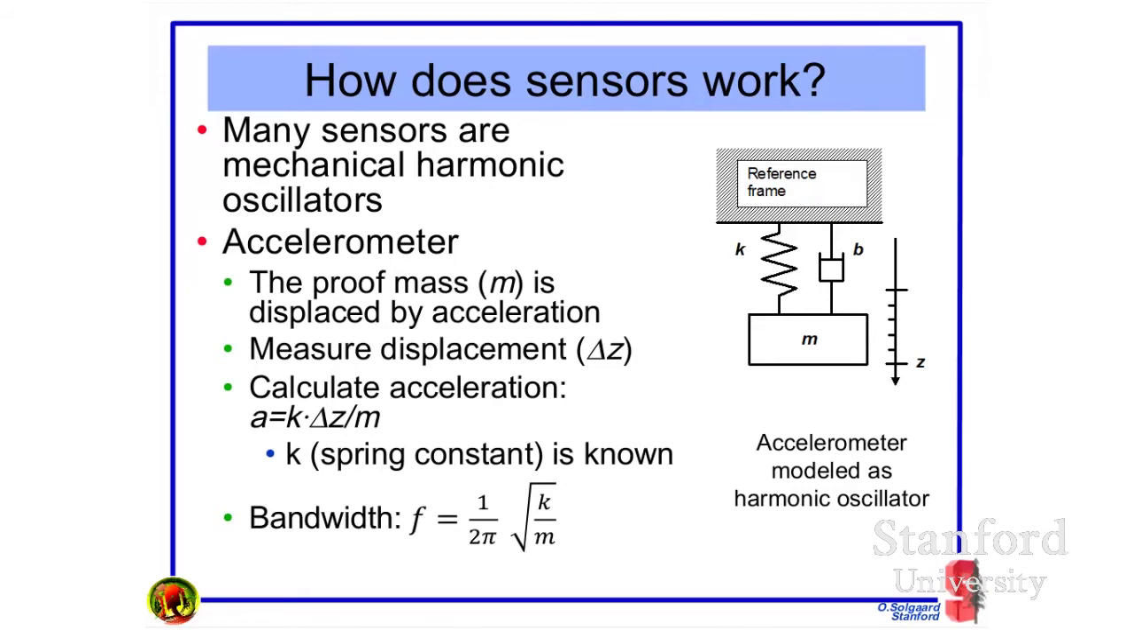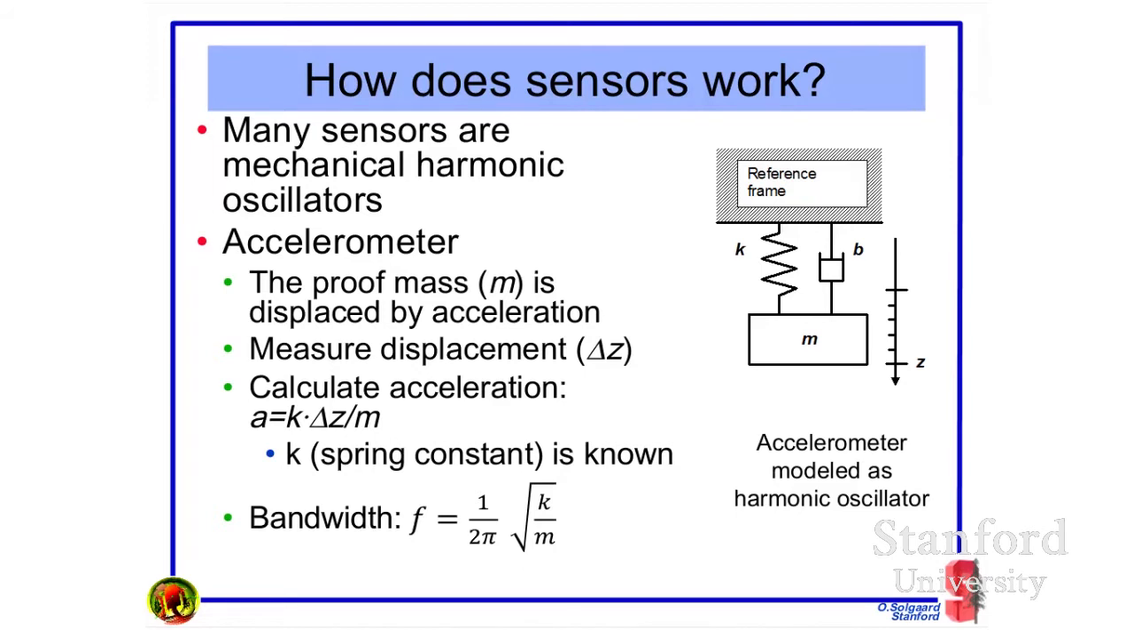This is how they work in your phone. This is how they work in your car. This is the exact mechanism that is being used when an airbag deploys in your car. But we have to add a little bit more than just the simple formula that tells us what acceleration is if we have a certain displacement. We also have to realize that there is a bandwidth associated with that.